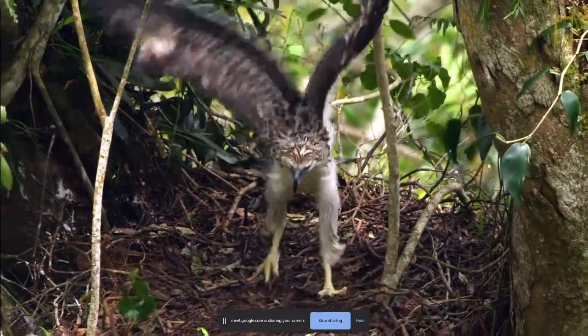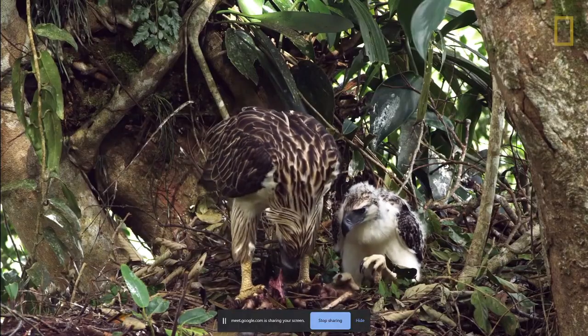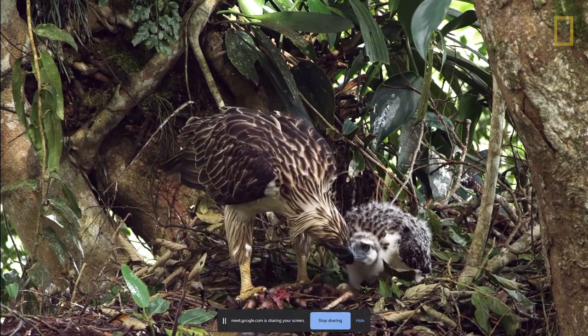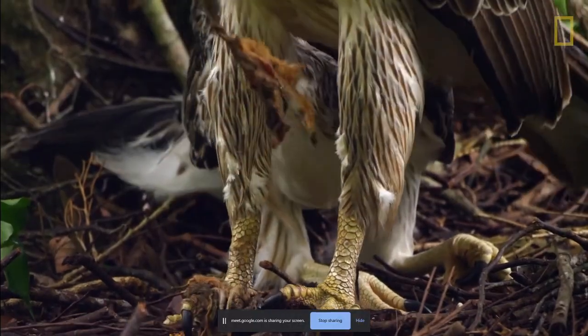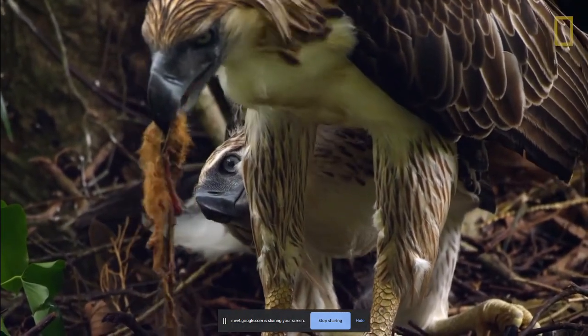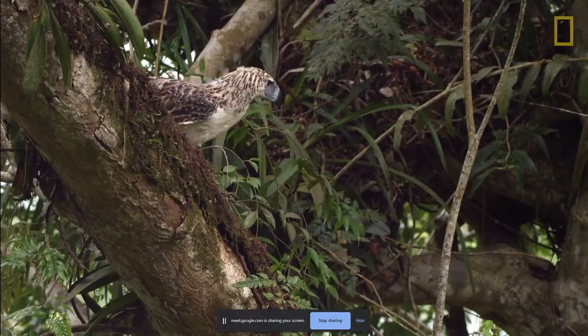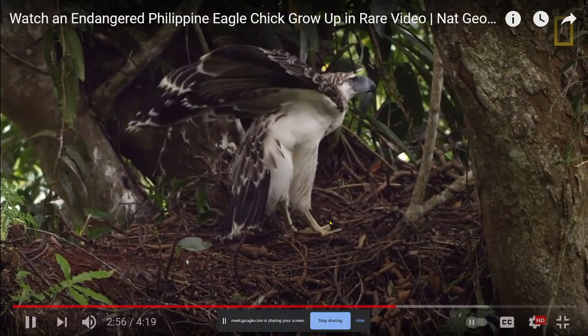Eaglets fledge, or first leave the nest, around 5 months of age. But the parents continue providing for the young for another 18 months. The juvenile takes bigger and bigger leaps near the nest as it learns.